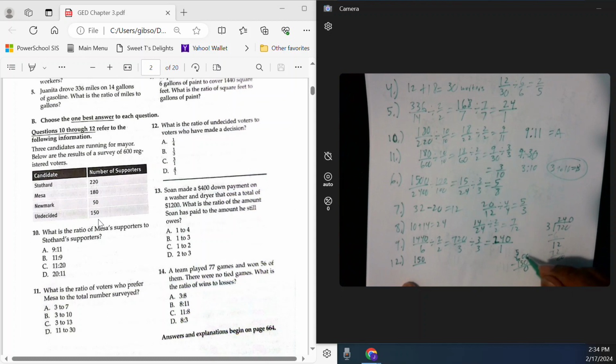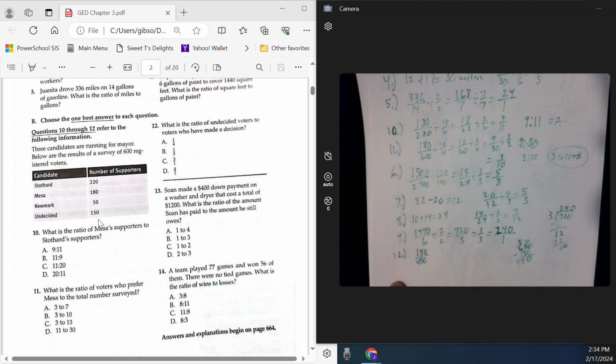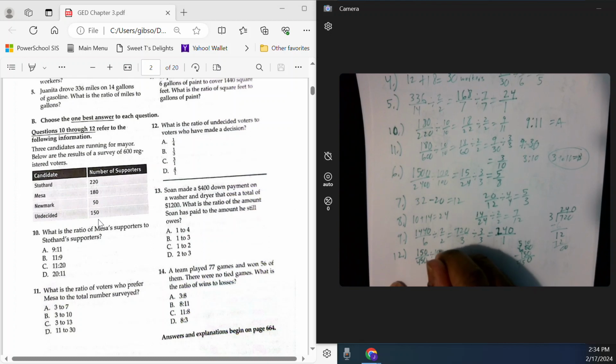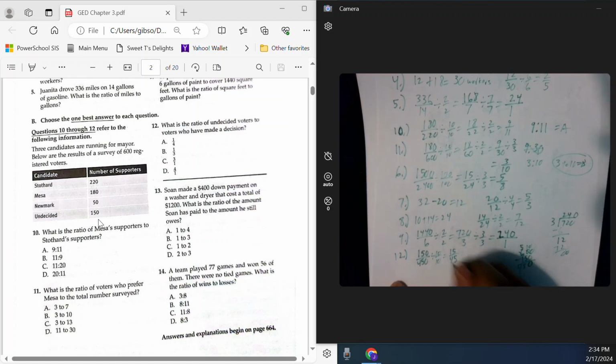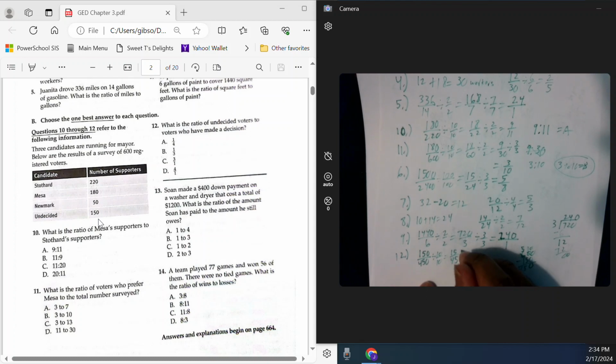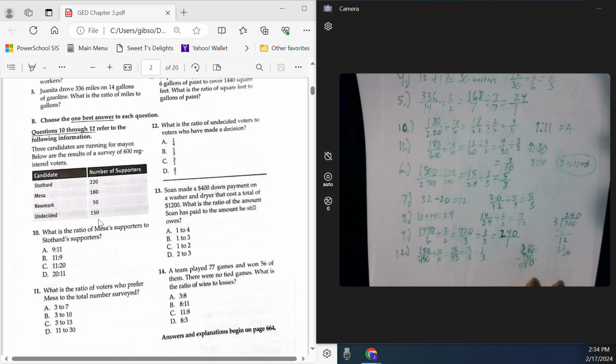So we'll borrow 1 from this 6. The 0 becomes 10. 10 minus 5 is 5. 5 minus 1 is 4. So it's 450 that have made a decision. So we'll divide both of these by 10, and that'll give us 15 over 45. 15 and 45 have 15 in common, so this would be 1/3. So your answer here would be B.